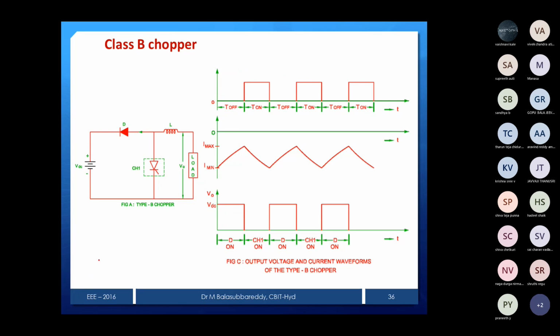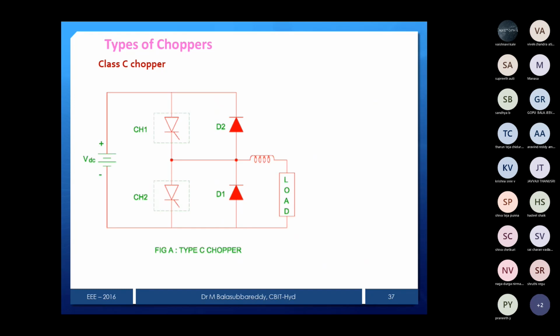This is also called a step up chopper. Now we'll see the type C chopper, or class C chopper. The circuit has a very simple logic. It is a combination of type A and type B. So if you put class A and class B in parallel, we get class C. That's all. In class C, you can see that the devices are the same.